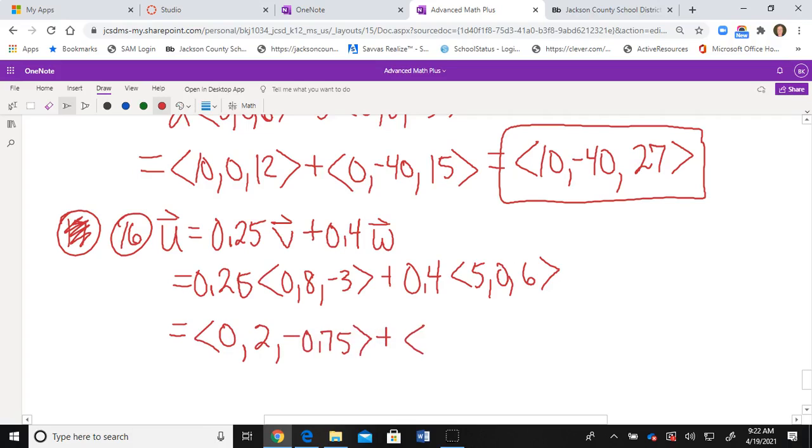Plus 0.4 of 5 is also 2. 0.4 of 0 is 0. And 0.4 of 6 is 2.4. So my final answer is 0 plus 2 is 2. And 2 plus 0 is also 2. And negative 0.75 plus 2.4 is 1.65.